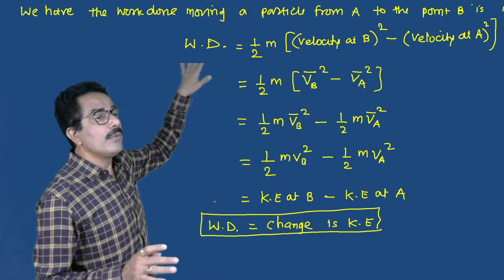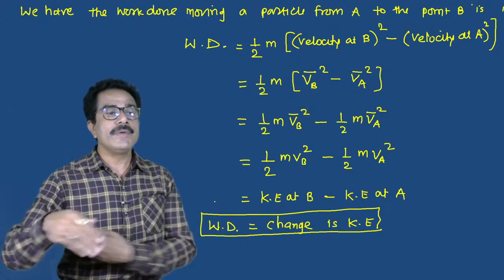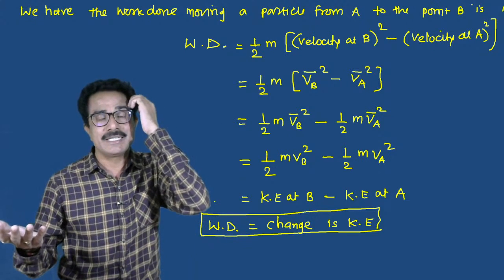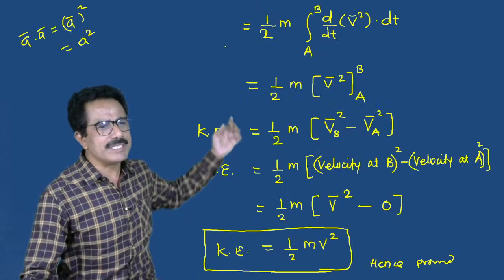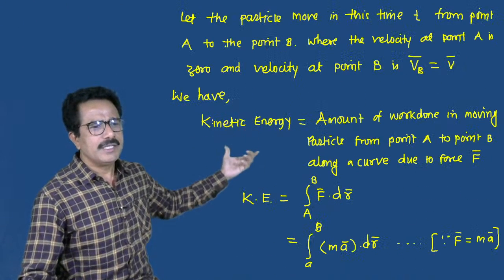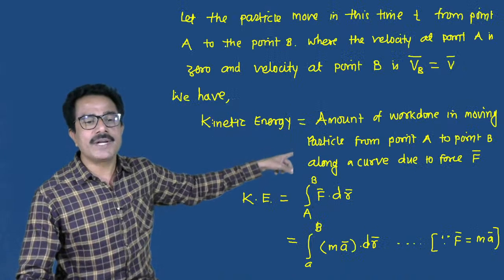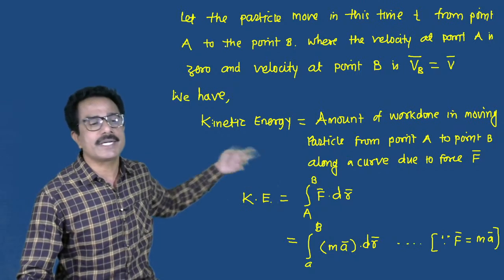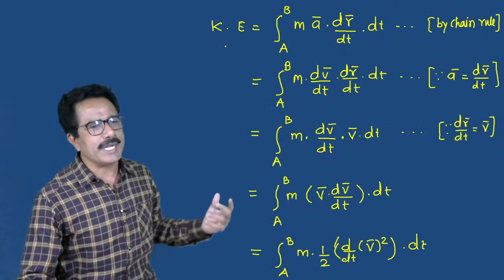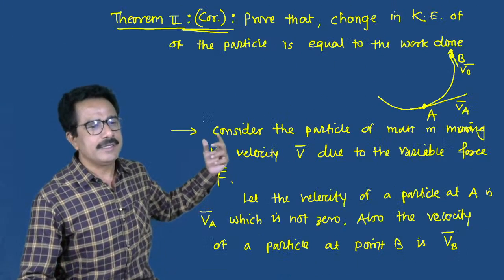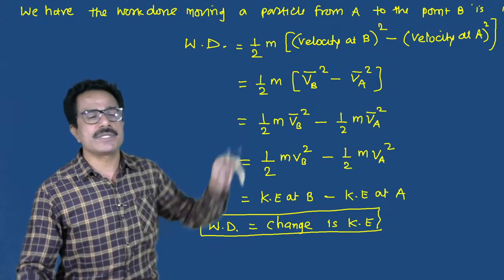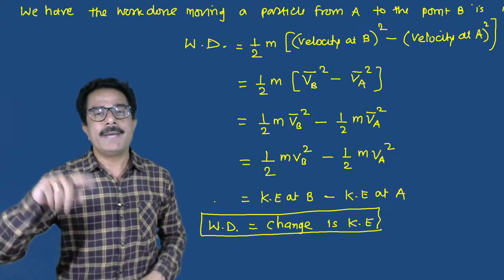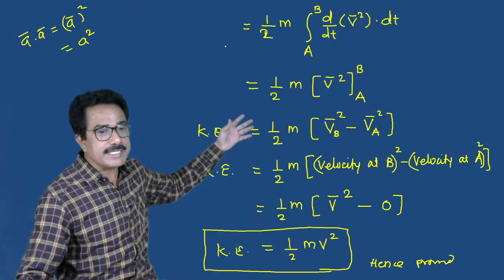So see this, we have the work done in moving a particle from a point A to B, or total work done. You know that according to this relation, kinetic energy means the amount of work done moving the particle from A to B. See this, amount of work done means kinetic energy. So we can write the relation: amount of work done is equal to 1 by 2 m into (velocity at point B) square minus velocity.